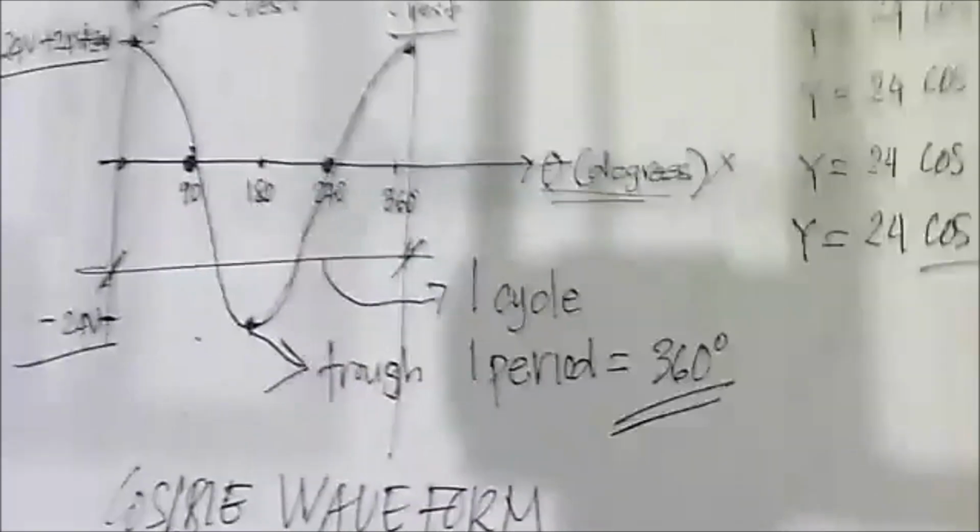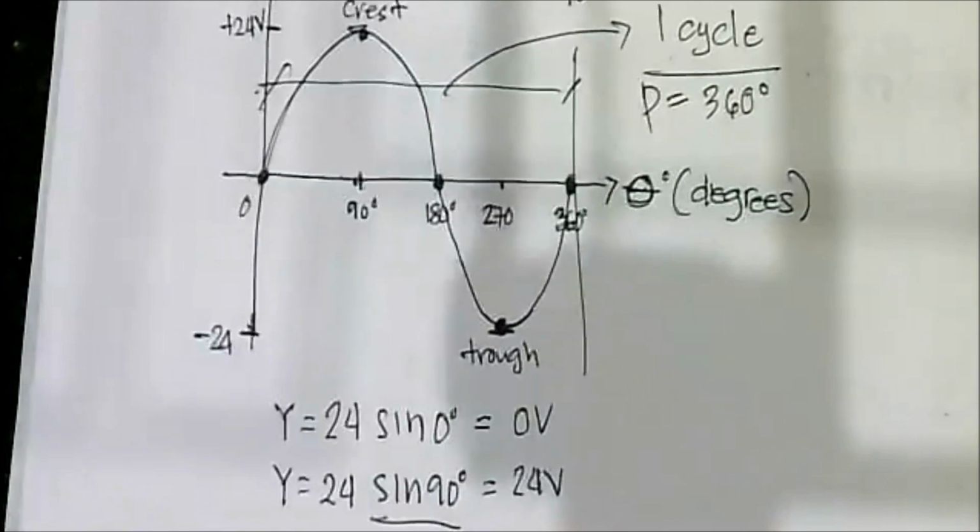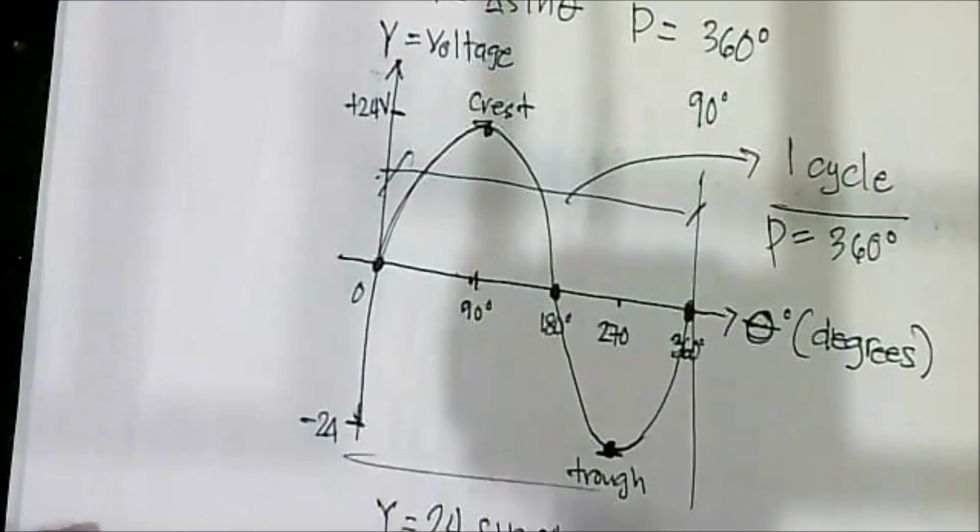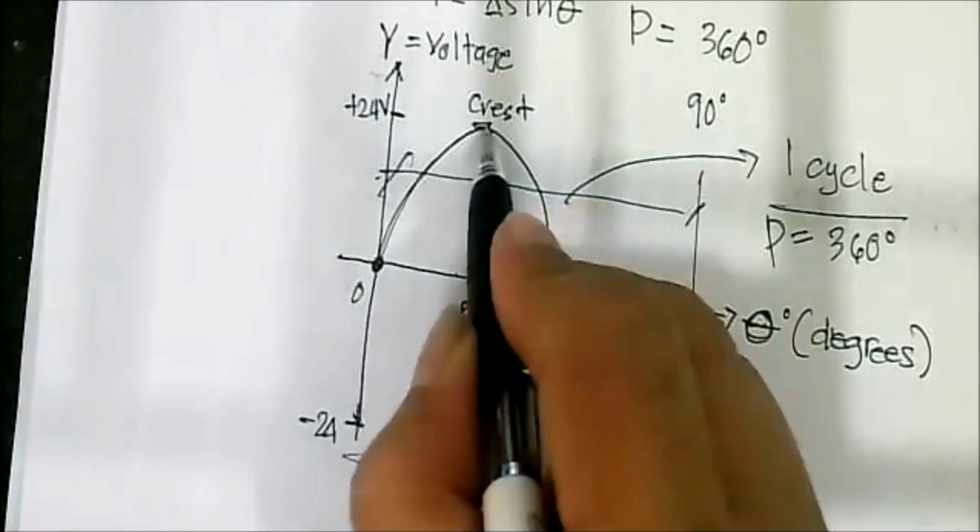The other one is your sine waveform. This is the sine waveform. This is your trough. This is your crest.